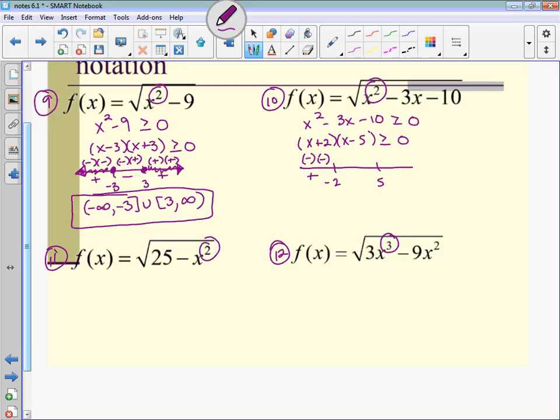What do you want to pick in between -2 and 5? 0. Okay, so then plug it into those parentheses again. What is 0 plus 2? Positive. What is 0 minus 5? -5, yes. A positive times a negative is? Negative.